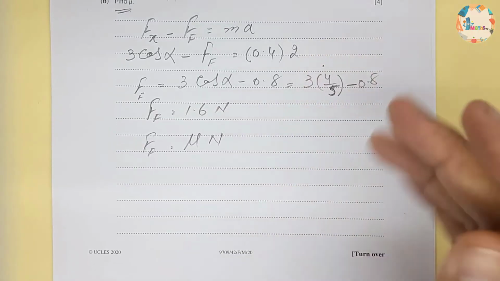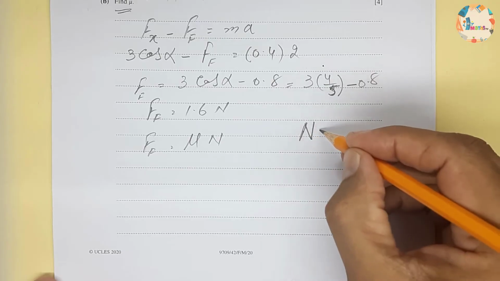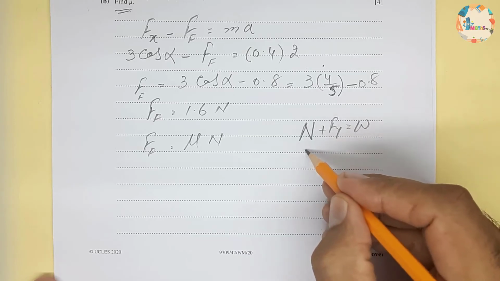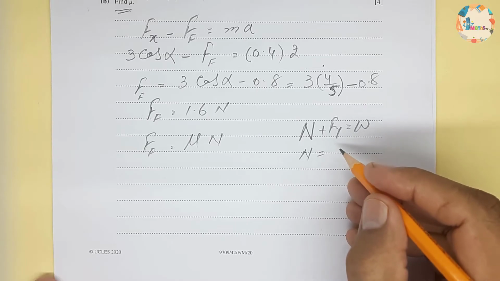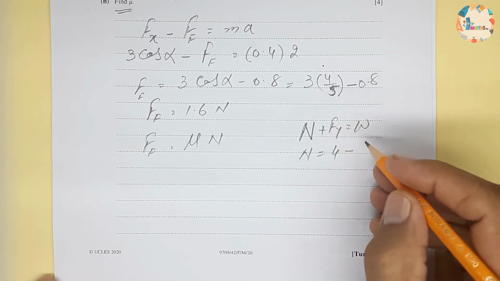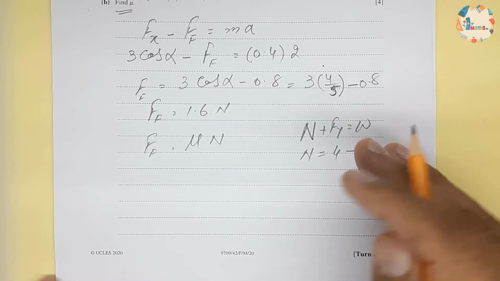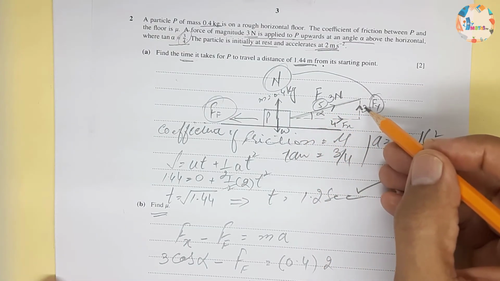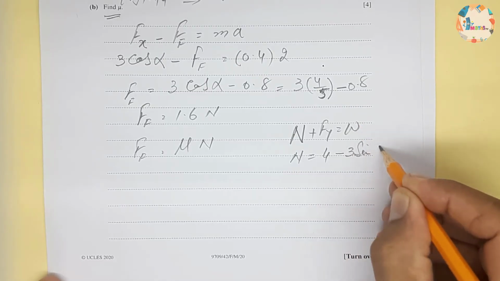So I will write here F, basically this will be N, force upward, N plus Fy is equal to W, and N is equal to W, which is 0.4 into 10, which is 4, and minus Fy basically. So Fy will be the y component of this one. So Fy will be what? 3 sine of alpha. So we will write here 3 sine alpha.